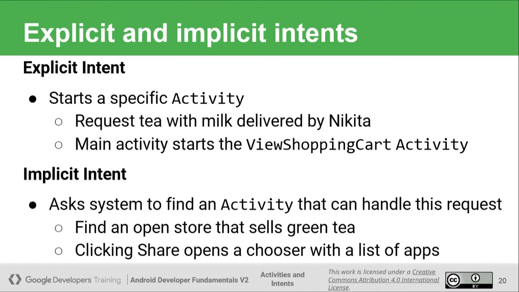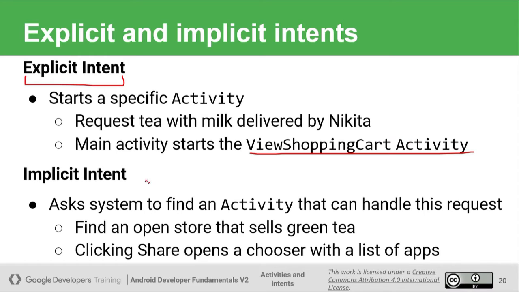There are two types of intents. One is called the explicit intent, and the second one is called the implicit intent. An explicit intent starts a specific activity. Let's suppose we request tea with milk delivered by Nikita, and the main activity starts a view shopping cart activity. Why do we call it explicit? Because we need to mention explicitly the actual activity name that needs to be started. So this is the main activity, and the main activity is calling this activity. That's why we call it the explicit intent.